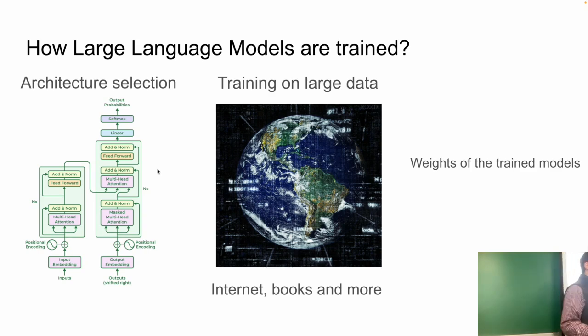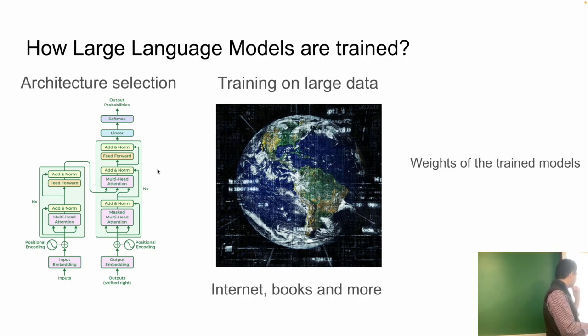Okay, so let's talk about how these models are trained. First is architecture selection. Architecture means you need to select what kinds of mathematical equations are being fitted in the model, and how big it is going to be. So you select the size. Is it going to be 3 billion, 7 billion, 70 billion? And there are a lot of mathematical equations. The neuron I showed you was multiplication and addition operations. It's basically a linear combination.